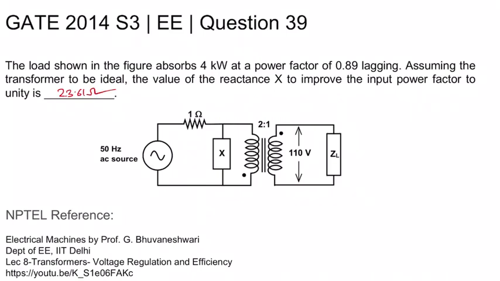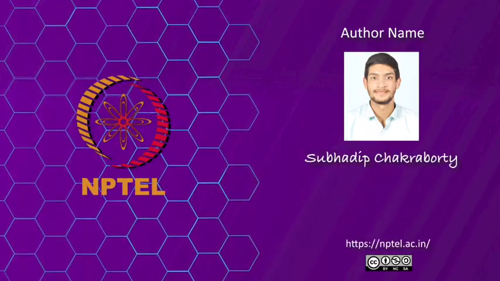So the answer is 23.61 ohms. This should be the capacitive reactance value, because it is making the lagging power factor unity, so it is providing reactive power, and it is equal to 23.61 ohms. So the answer is 23.61 ohms.